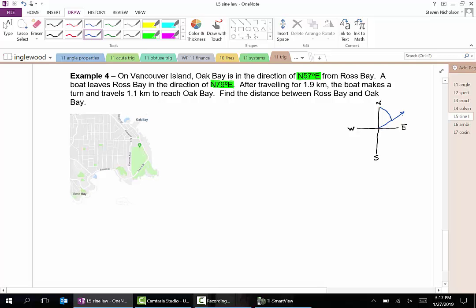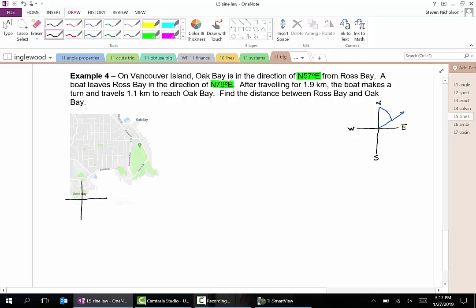So always start with the first letter, go numerically the number of degrees to the direction. So if it were north 57 west, that arrow would be on the other side and it would be pointing towards the west. So in this example right here, here's what this says. Oak Bay is in a direction north 57 east from Ross Bay. So we want to draw our compass.